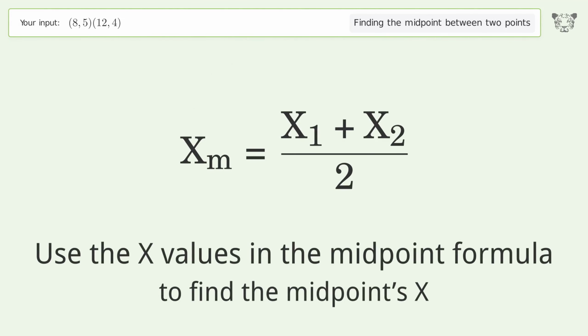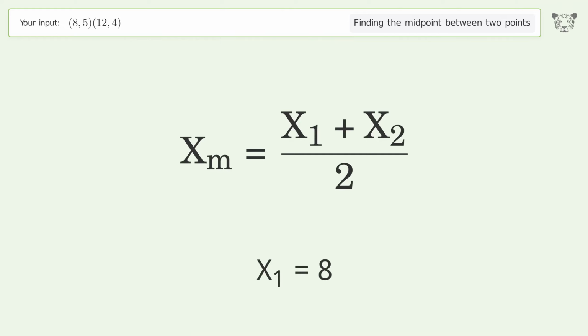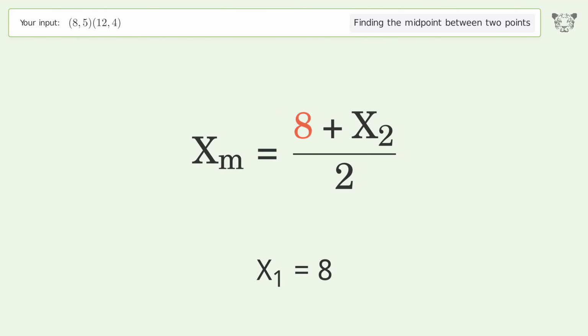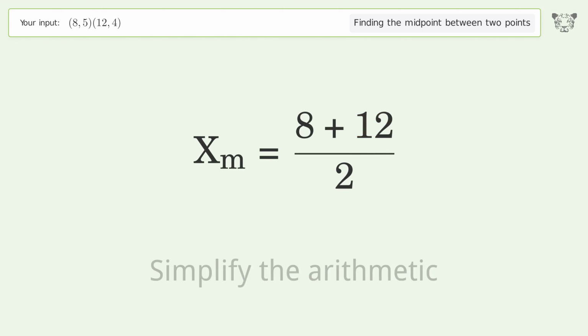Use the x values in the midpoint formula to find the midpoint's x. x1 equals 8. x2 equals 12. Simplify the arithmetic.